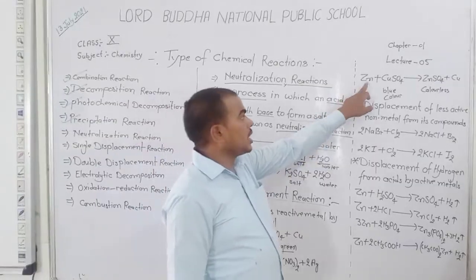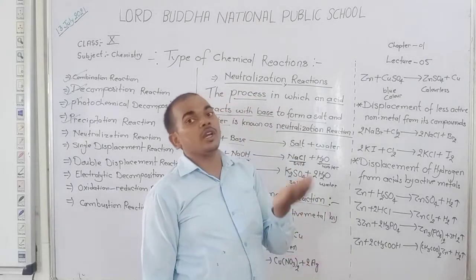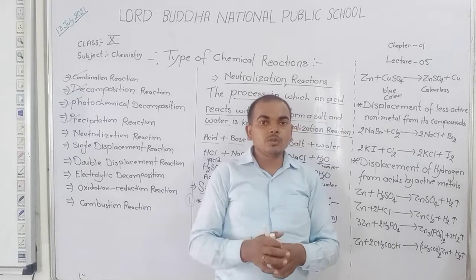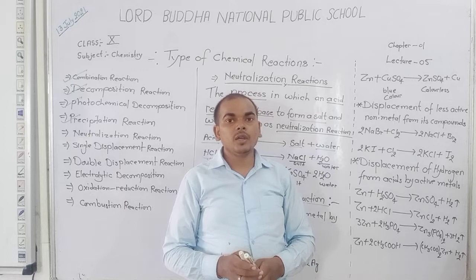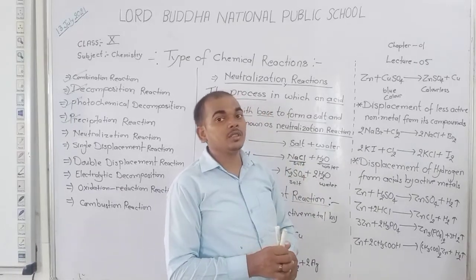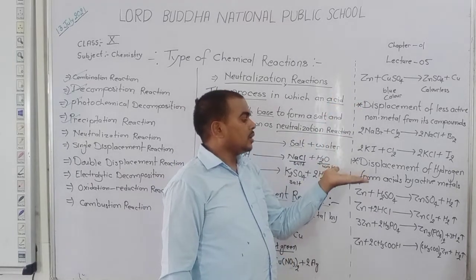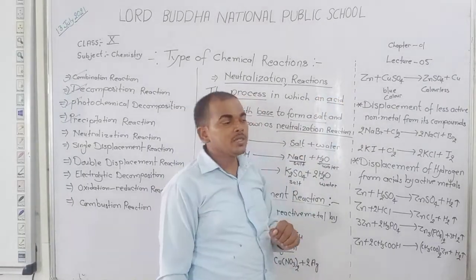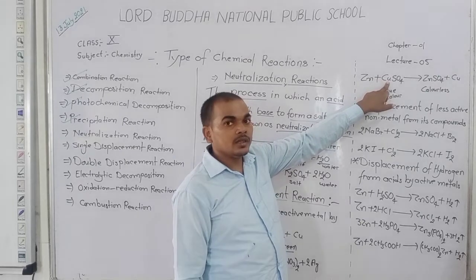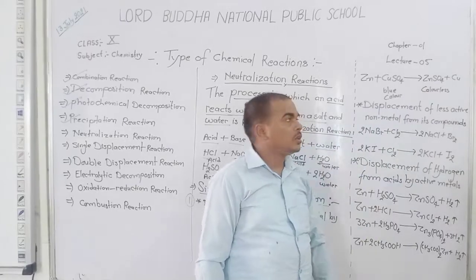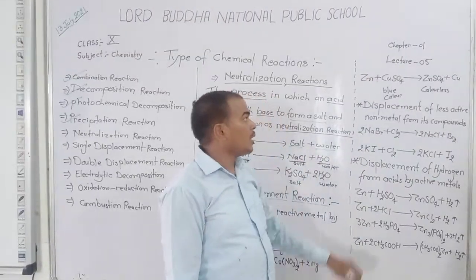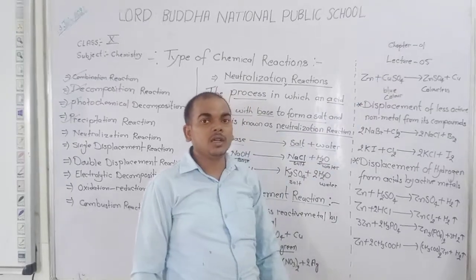Next example, zinc and copper sulfate. Dear student, zinc is a more reactive metal as compared to copper. To understand the reactivity of metals, you observe the chemical reactivity series in your NCERT book. If you observe the reactivity series, you see zinc at the top as compared to copper. That means zinc is more reactive than copper. Due to high reactivity, zinc displaces less reactive copper from its compound and forms zinc sulfate. The copper sulfate is blue in color, but due to formation of zinc sulfate, the solution became colorless. Here a single metal is displaced from its compound, so this reaction is known as single displacement reaction.